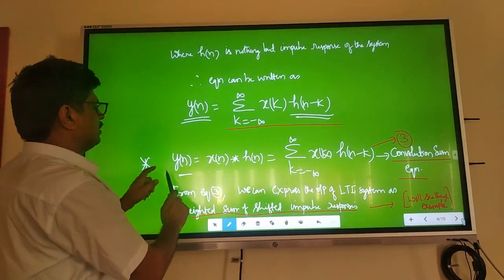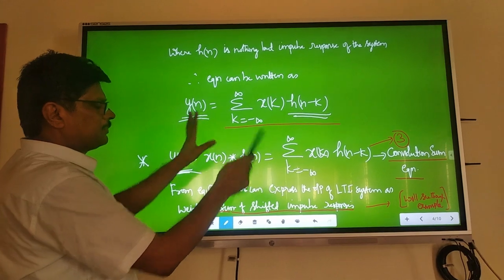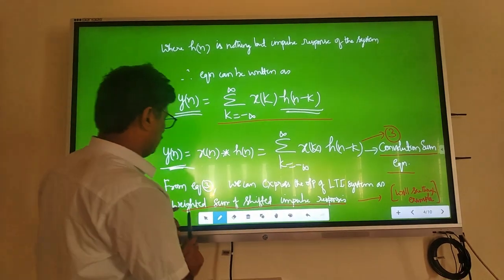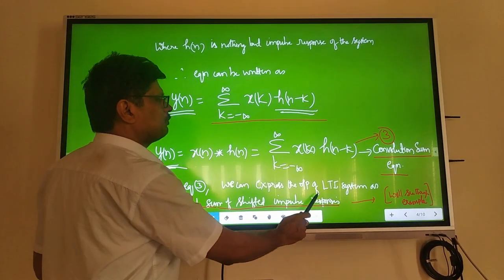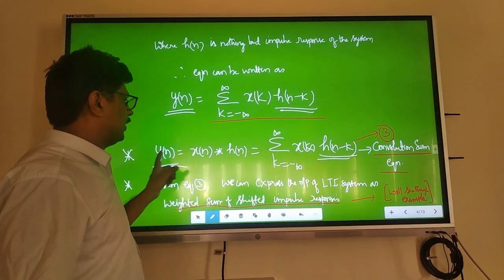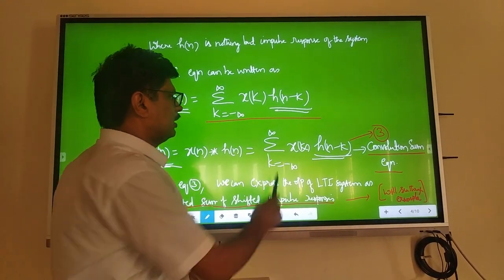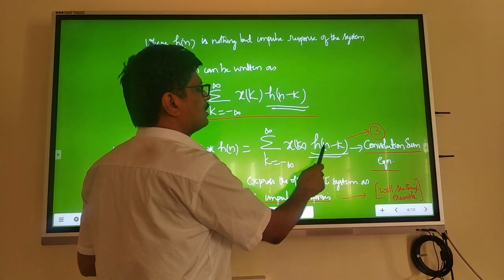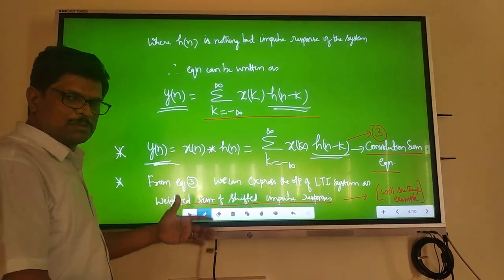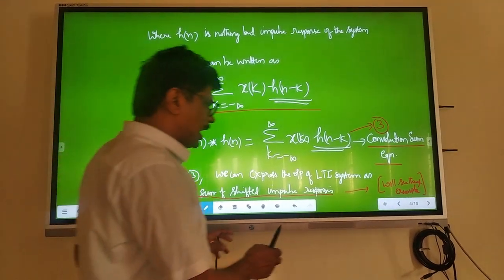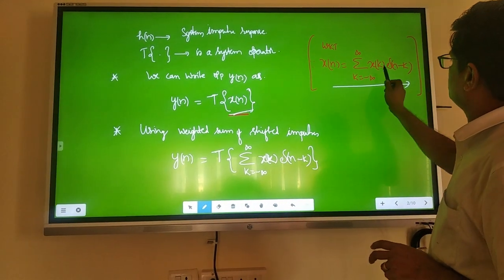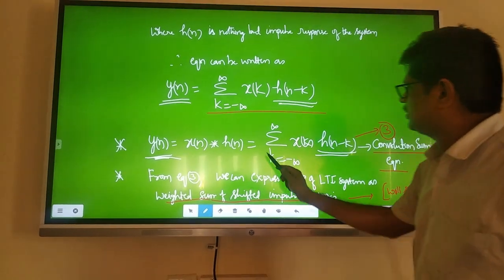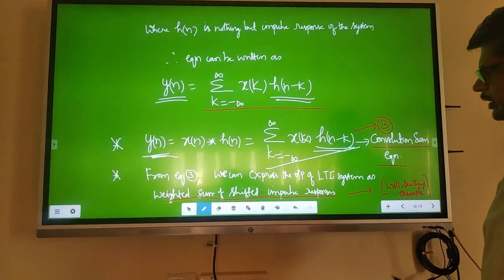What this says is that if the input is in terms of shifted impulses, then from this equation we can express the output of an LTI system also as a weighted sum of shifted impulses only. For example, if k is 1, x of 0 into h of 1 minus k; if k is 2, x of 2 into h of 2 minus k. That means if the input is expressed in terms of shifted impulses, then the output of the LTI system is also expressed in terms of shifted impulses.